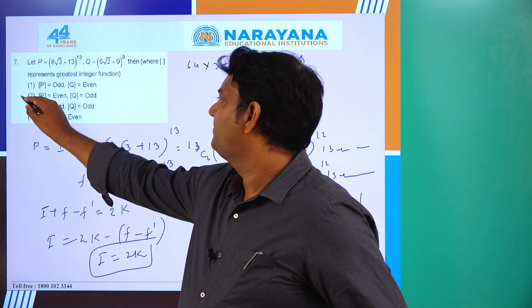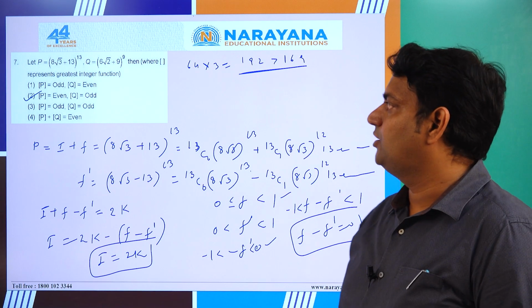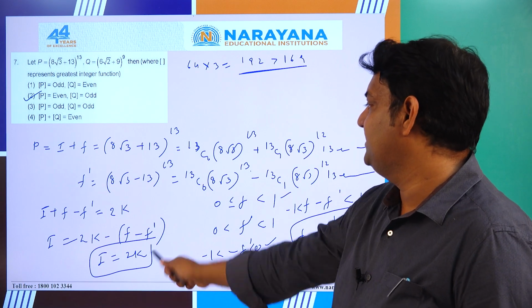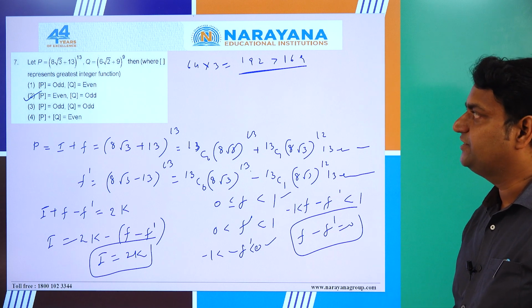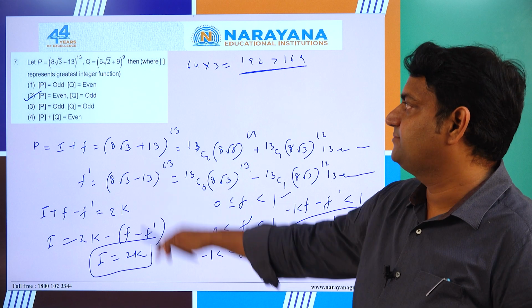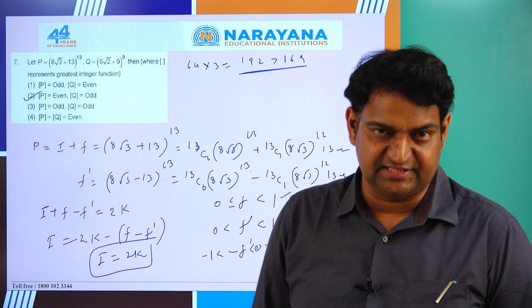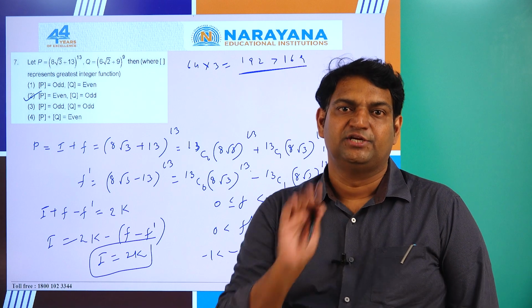Even, odd. So according to the given question, the answer should be the second option: the greatest integer of p is even and the greatest integer of q is odd. Please confirm. Again, I am saying that this is completely memory based, so there may be mistakes in the options here and there, we can't be sure about it.